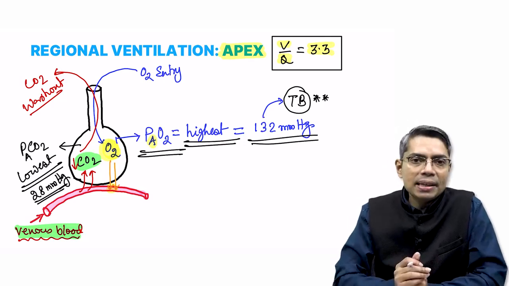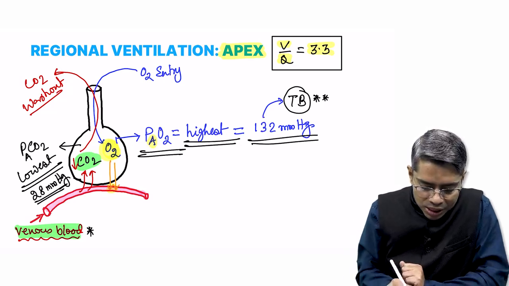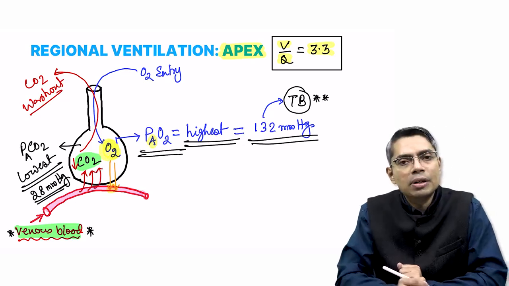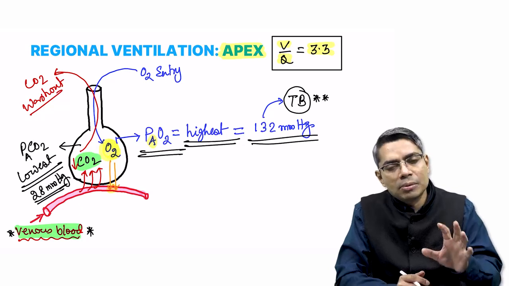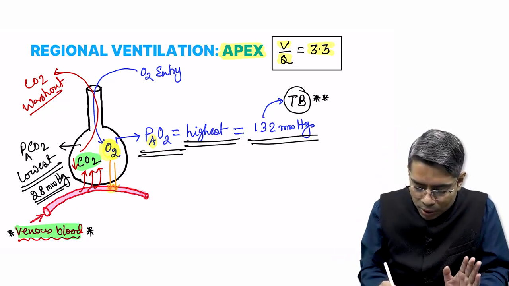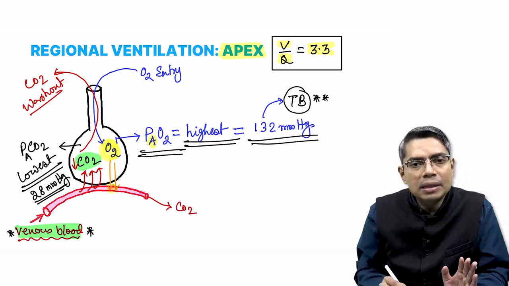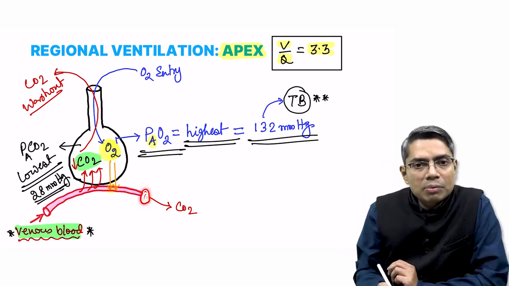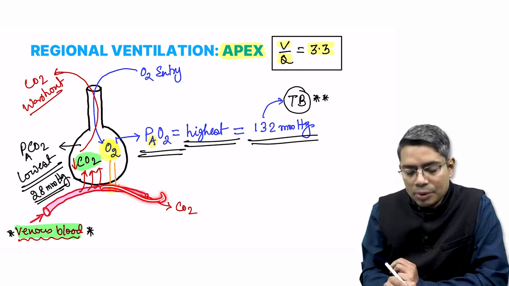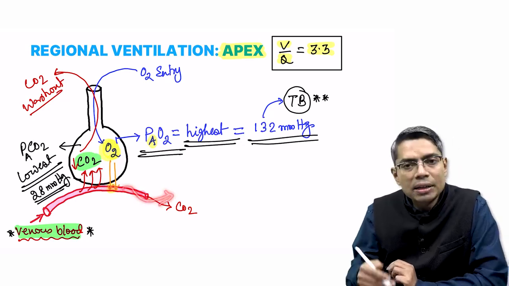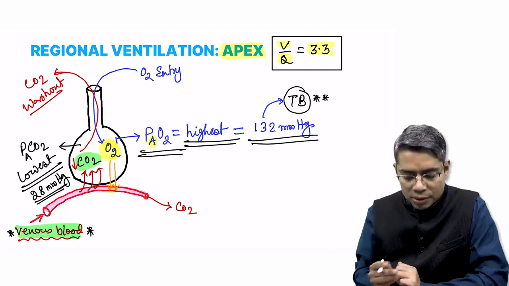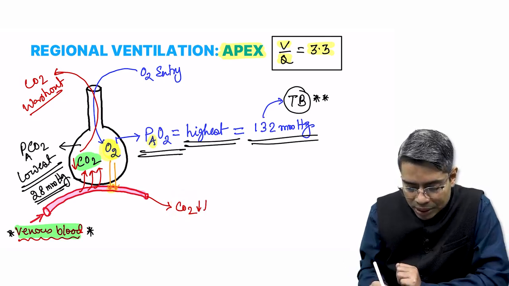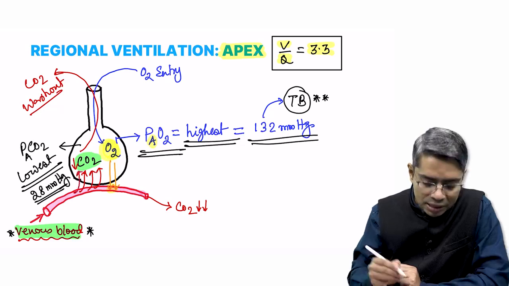So in the apical alveoli, the venous blood which is reaching here is easily delivering the carbon dioxide to the alveoli, because the partial pressure of carbon dioxide in the alveoli is very low. So what about the carbon dioxide tension of the capillary blood which is leaving the alveoli, the blood which is ultimately going to the systemic circulation? What will happen to the partial pressure of carbon dioxide in that blood? It will be very less, because all the carbon dioxide has been delivered at the level of the alveoli.